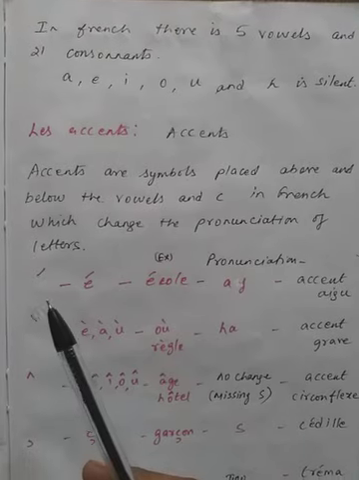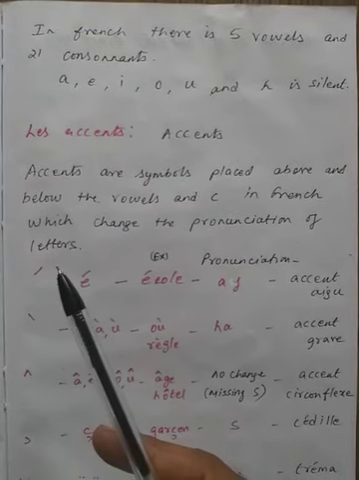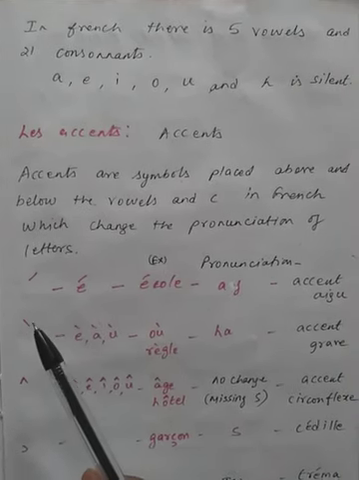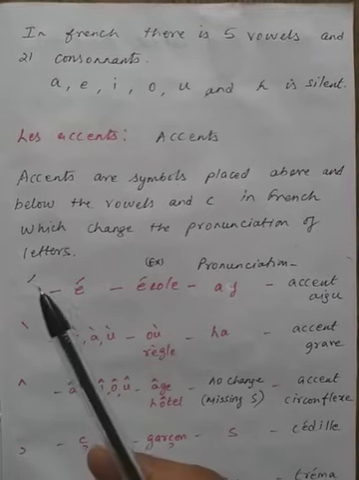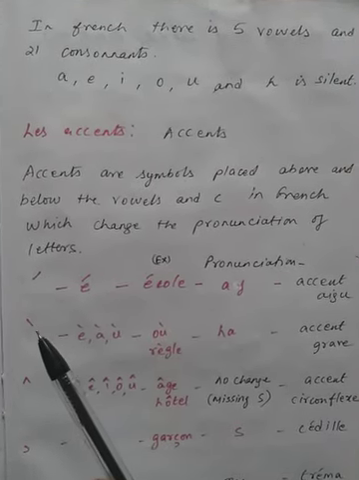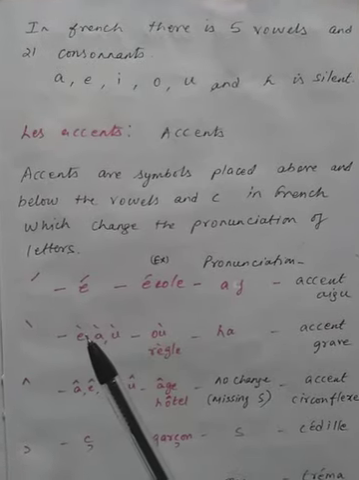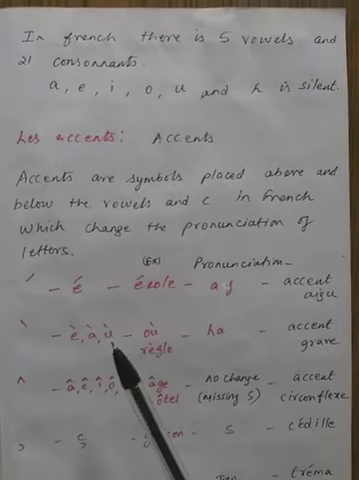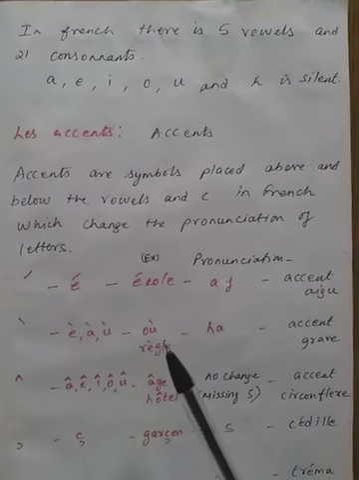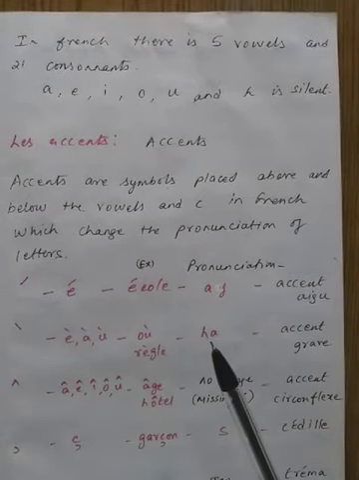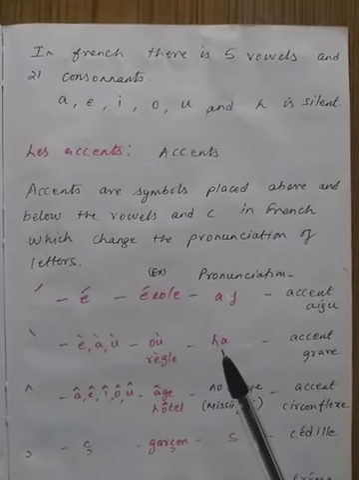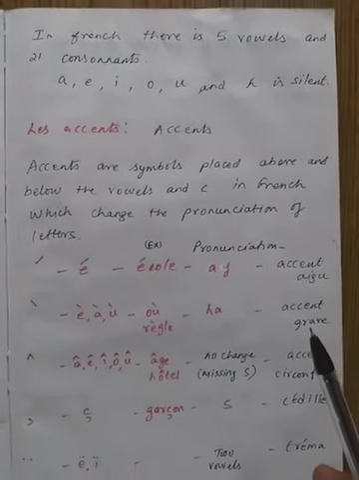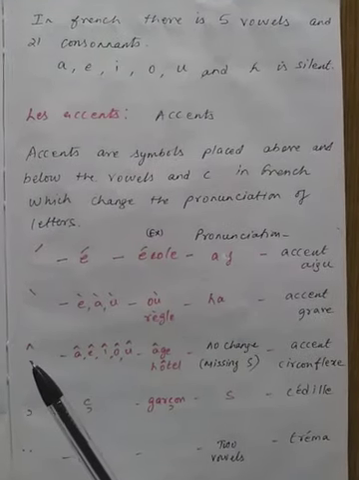Next, accent grave. Here look at the line. The line is drawn from left to right, going downwards. Like this you have to draw a line above the alphabets E, A, U. Example, règle. What is the name of this accent? Accent grave. Third one, the cap symbol.